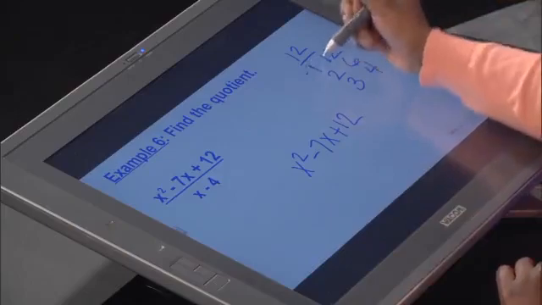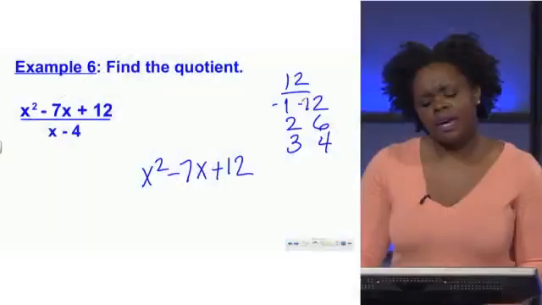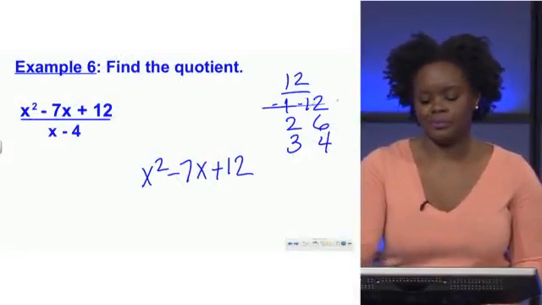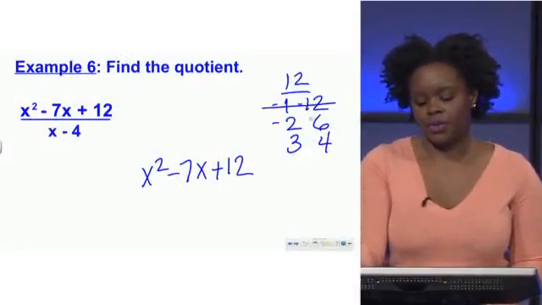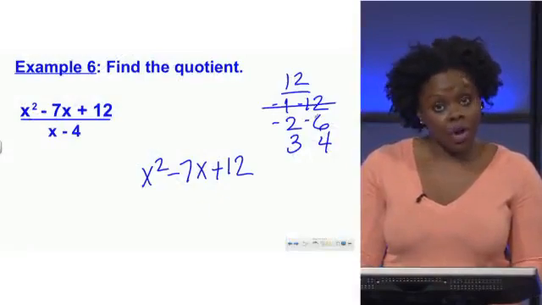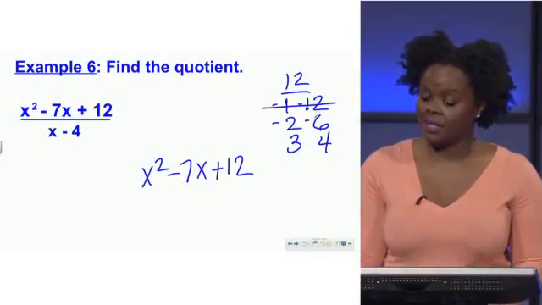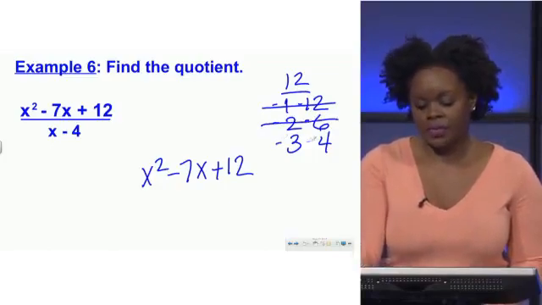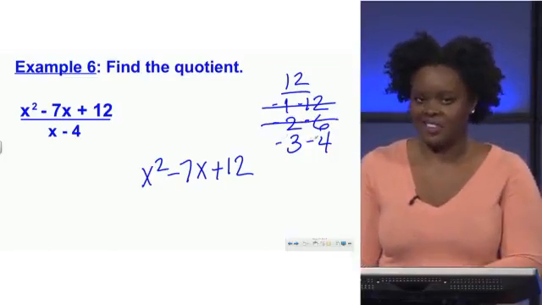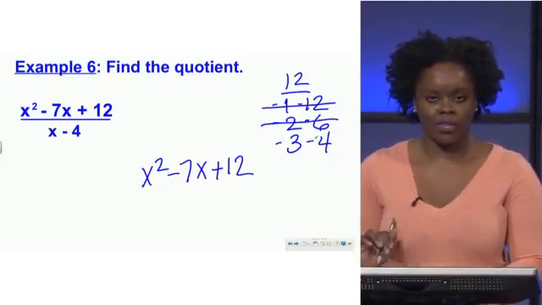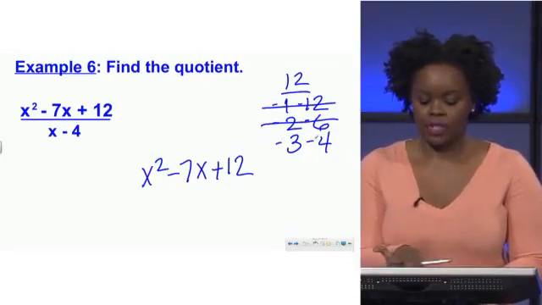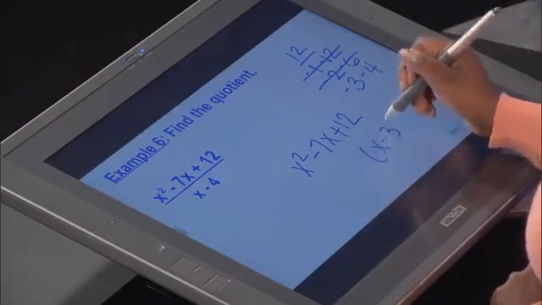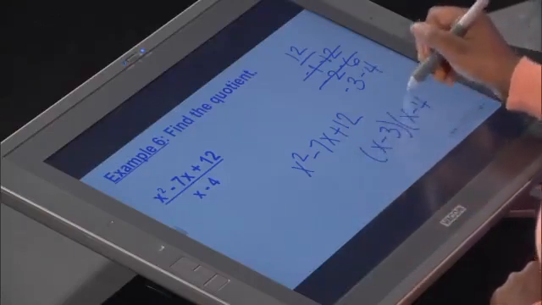Now, if these were both negative, negative 1 and negative 12, if I combine those, I get negative 13. So that's not the pair. If I had negative 2 and negative 6, if I combine those, I get negative 8. So that's not the pair. If I had negative 3 and negative 4, I'd get negative 7. So that's the right pair for this one. So that means this trinomial is going to factor to x minus 3, x minus 4.